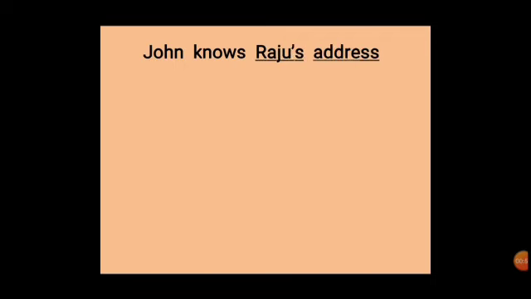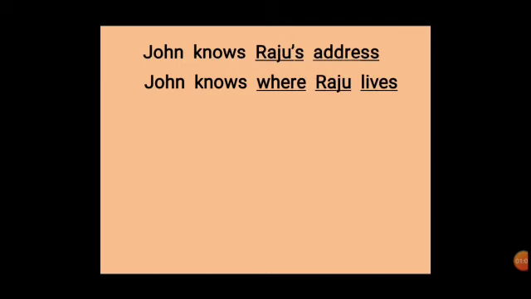Now I want you to read the sentence that you see on your screen along with me. John knows Raju's address. Now I want you to read the second sentence also. John knows where Raju lives. Have you all read? Shall we read it once again? John knows Raju's address. John knows where Raju lives. Now I want you to analyze these two sentences.